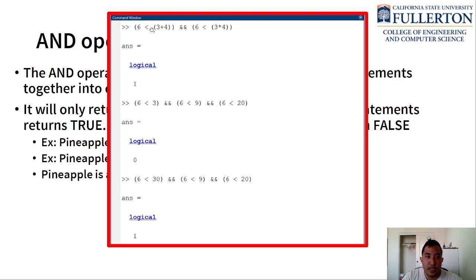Okay, and so we have that 6 is less than 3 plus 4, and 6 is less than 3 times 4. Okay, so both of these are true, and so that returns true. Okay. Next, we have this one here, and so even though we have 2 statements here that are true, we have one that is false, and so this whole thing is going to return false. Okay. And here we have one more example with the triple. So all 3 of these return true, and so this is going to return true as well.